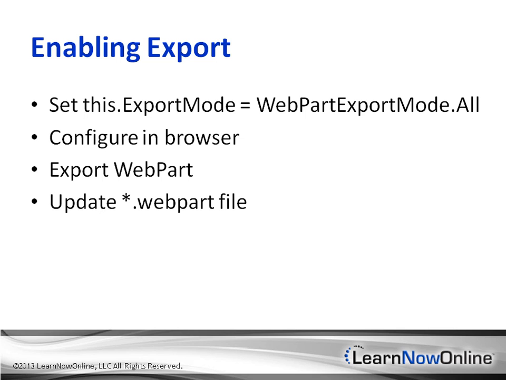It's just backwards compatibility. So what we're going to do now is we're going to go ahead and take our list web part that we've been working with, and we're going to allow it to be exported, and then we'll create and deploy a new web part file based on the exported XML.